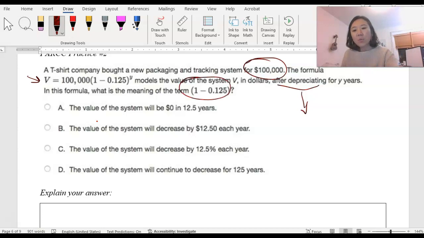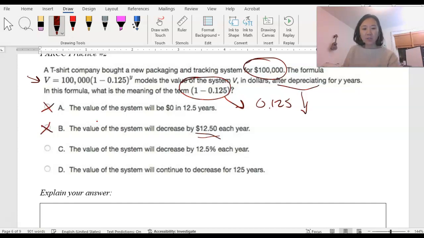So the 0.125 is the rate, right? And the rate is how much it's decreasing by each year, okay? So we should look for something that tells us how much it's decreasing by. The value of the system will be 0 in 12.5 years. No, that doesn't have anything to do with that. The value of the system will decrease by 1250. So this amount doesn't represent a dollar amount. Remember, that represents a decimal percent, so that is not true.